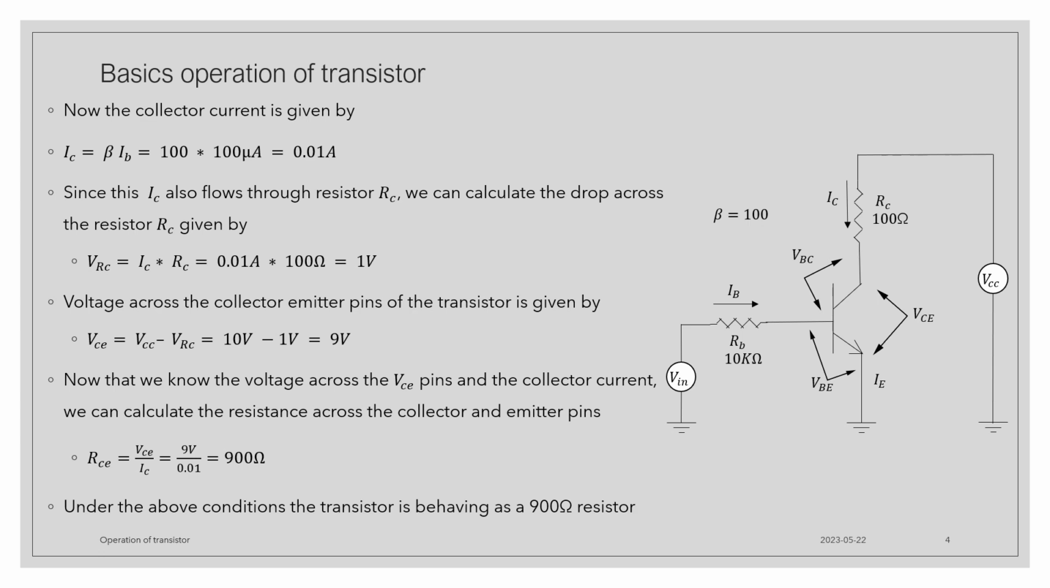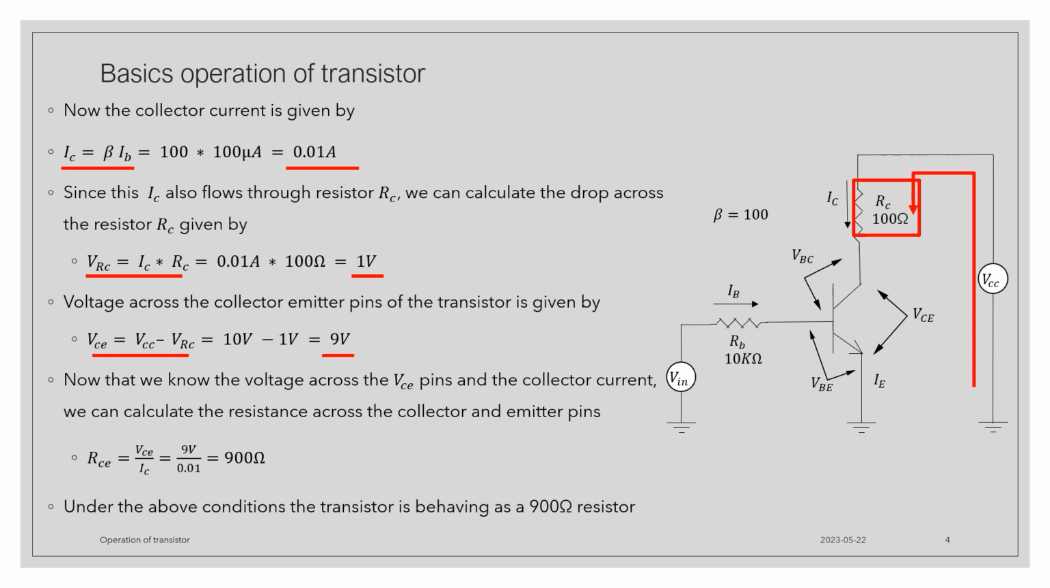We know that base current is 100 microamps. With beta equal to 100, we can calculate collector current. IC is equal to beta IB. That gives us 0.01 amps. In the circuit, RC is equal to 100 ohms. Now, voltage drop across this is given as VRC is equal to IC into RC, which gives us 1 volt. On applying KVL to the path from VCC to ground, we can calculate VCE. VCE is equal to VCC minus VRC, which gives us 9 volt.